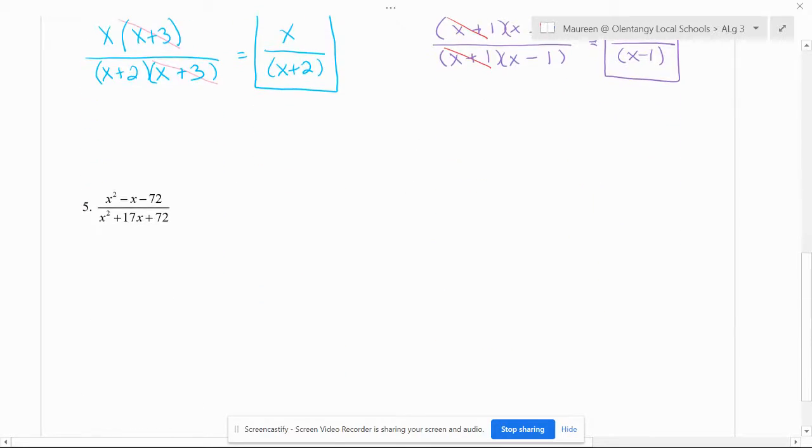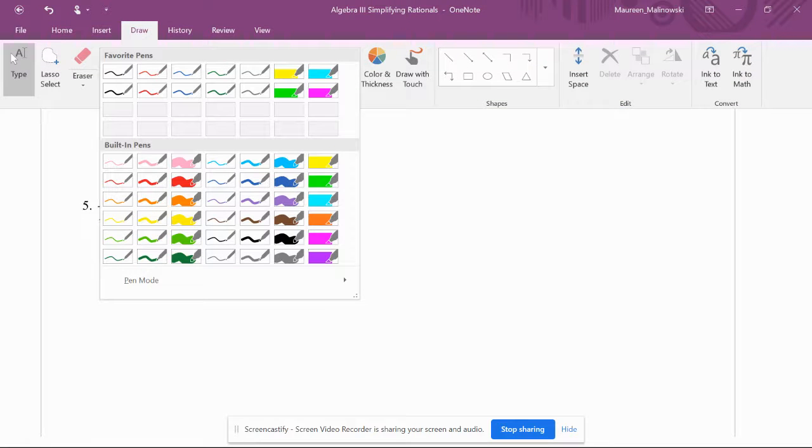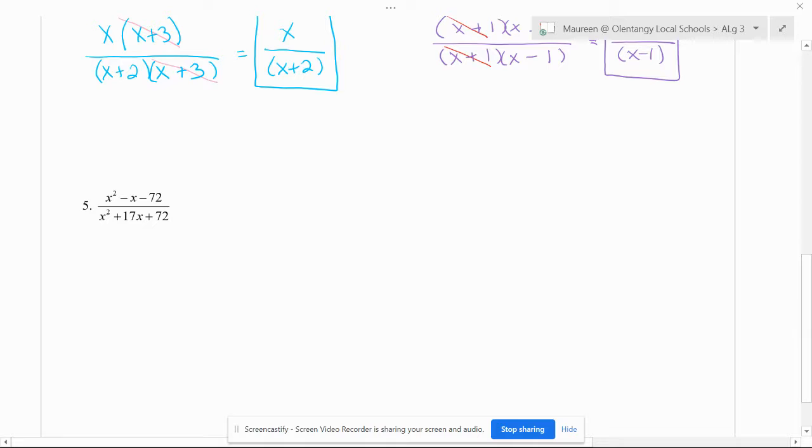Let's look at one more example here. All right, so we're thinking about factoring top and bottom. So if we look at the top, we have x and x. Factors of 72. There's lots of factors of 72, but notice that we want negative x in the middle, which means our numbers need to be close together. So we're going to be using 8 and 9. We want a negative x. So minus 9 plus 8 will get us negative 1. That also multiplies to negative 72.